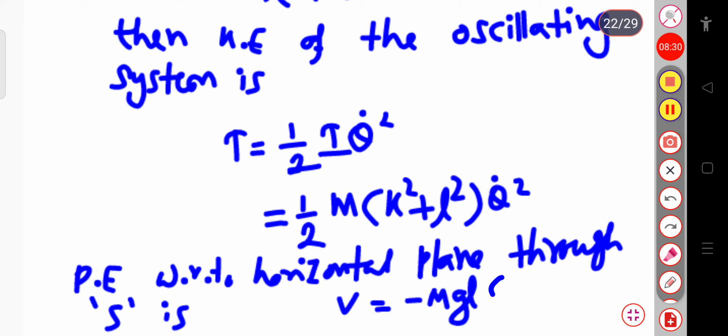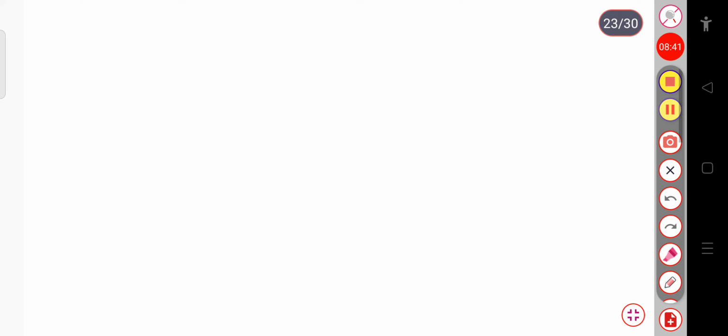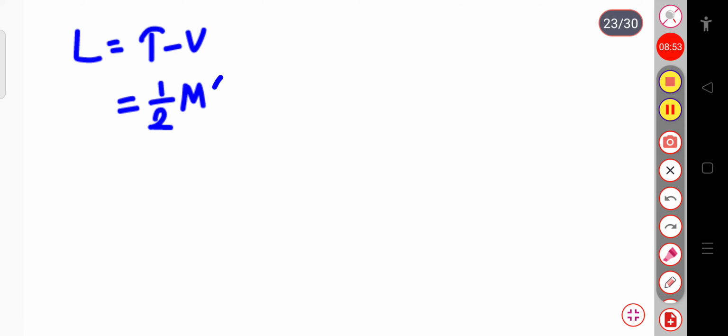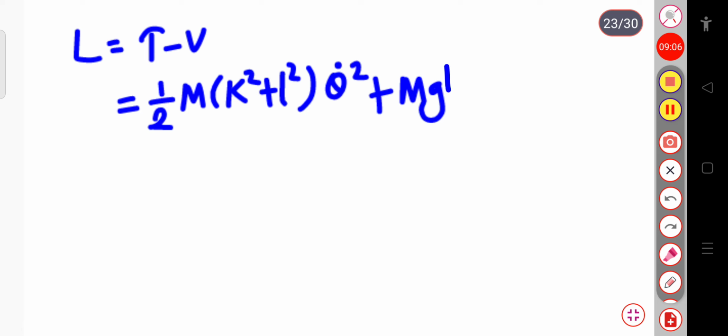Since it has been discussed in the simple pendulum, we are not going to calculate this expression. So here we have calculated the kinetic energy, and this one is equation 3 for the potential energy. Now we can write the Lagrangian function L equal to T minus V. So T, the kinetic energy, equals 1/2, from equation 2, m times k square plus l square into theta dot square, minus the value of V, which is minus mgl cos theta. So this will be plus mgl cos theta.